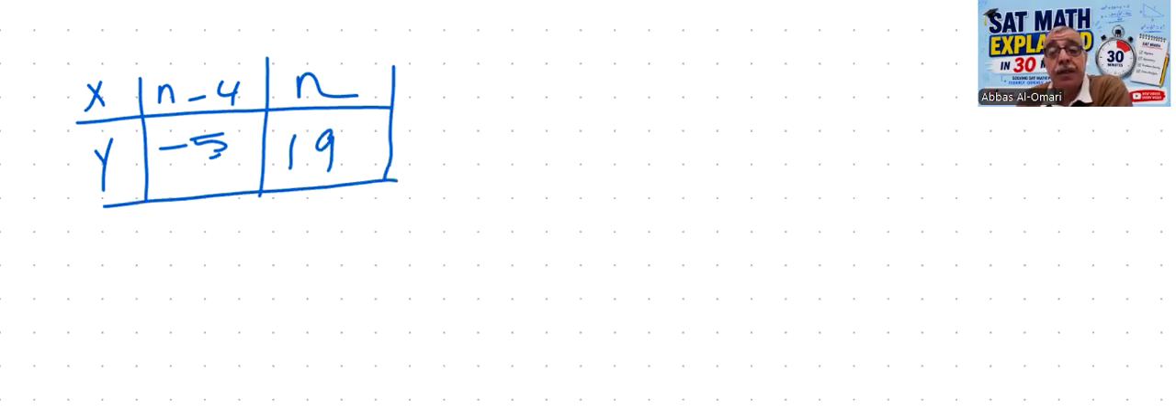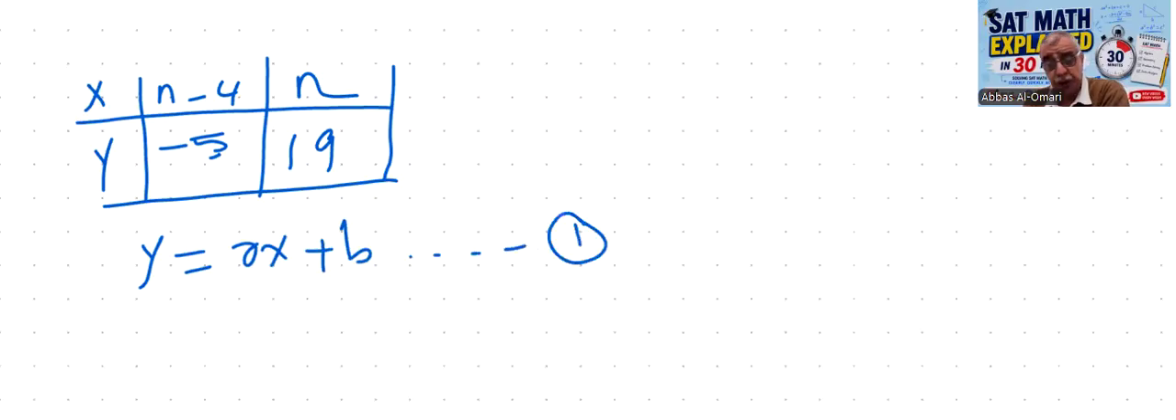Now, in the general form of the straight line, the general equation is y equals ax plus b. To determine the equation of the straight line, we need to determine a and b by knowing 2 points. So now we have 2 points here, but they are in terms of n. So we have to know one more condition so that we can determine n.